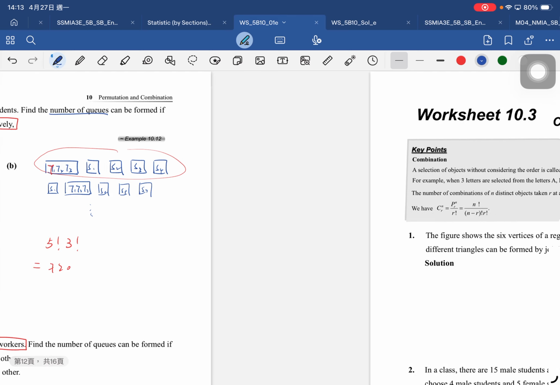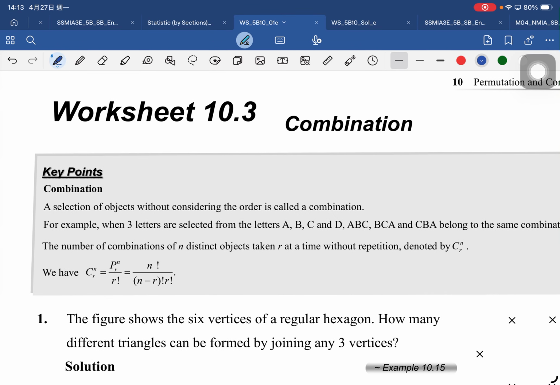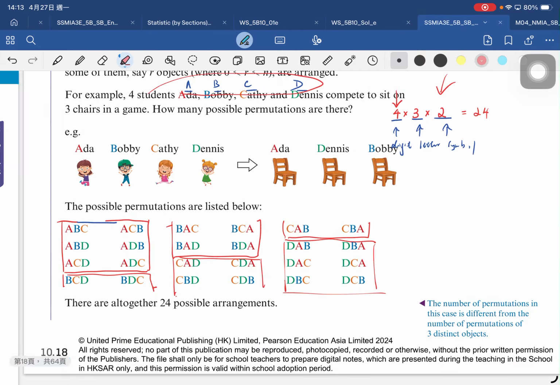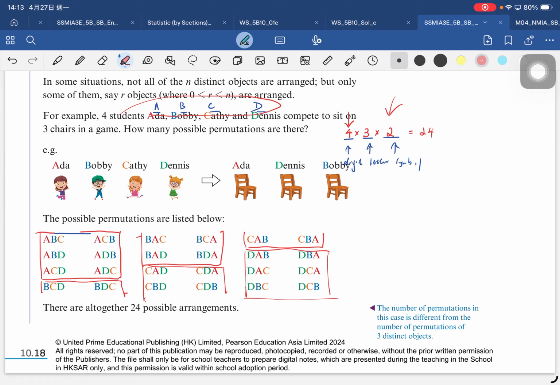So when you refer to the last part, section 10.3 on your worksheet, it is a selection of objects without considering order. This one is called combination. You are doing a selection. So back to this example. In this case, if you look at these 6 permutations, all of them consist of A, B, C. So it becomes one combination.